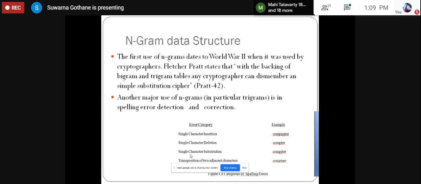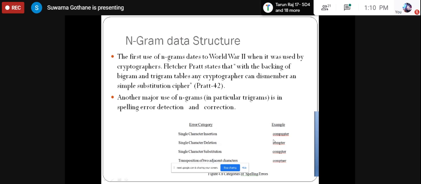Other uses of n-grams are in spelling corrections, or when a word has not been typed correctly. That sort of correction is also handled by the n-gram algorithm. So n-gram is nothing but a data structure. Suppose we want to see what sort of error or spelling correction this n-gram is going to perform, we can look at this example.